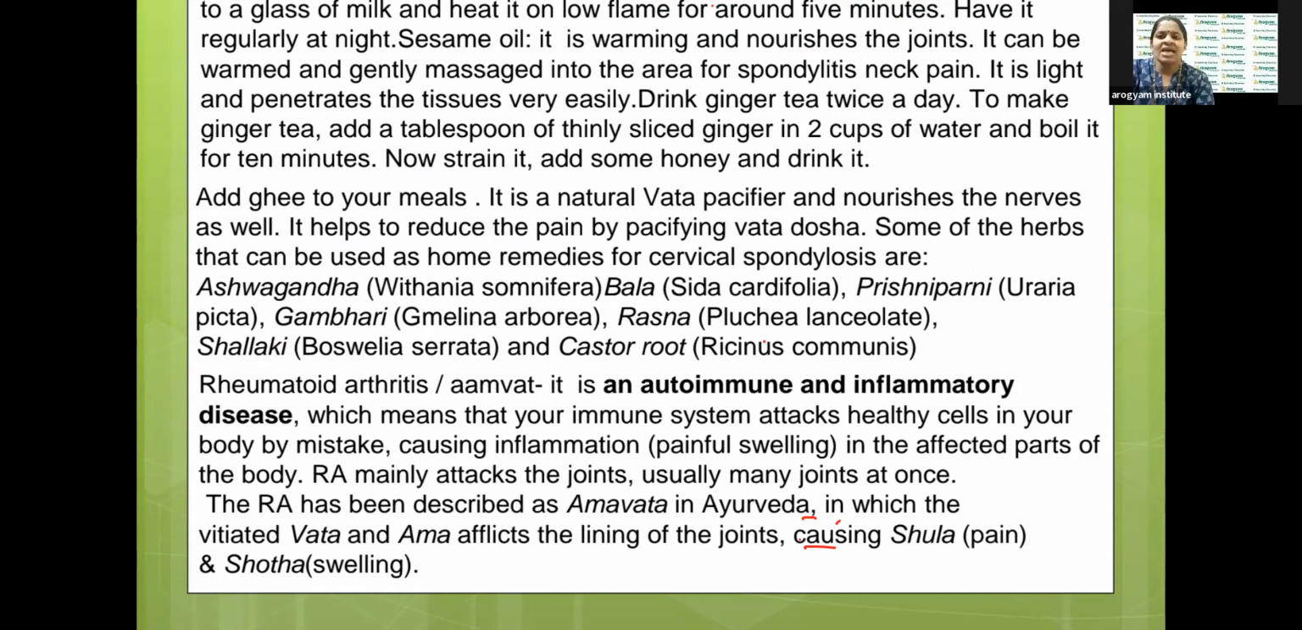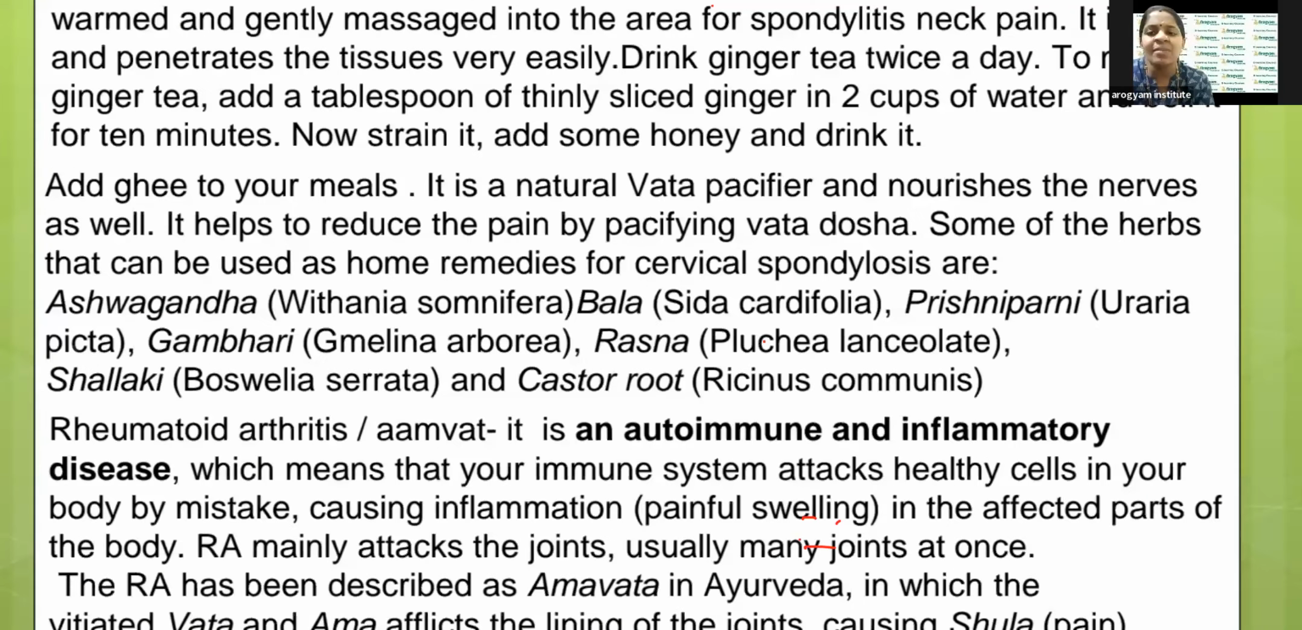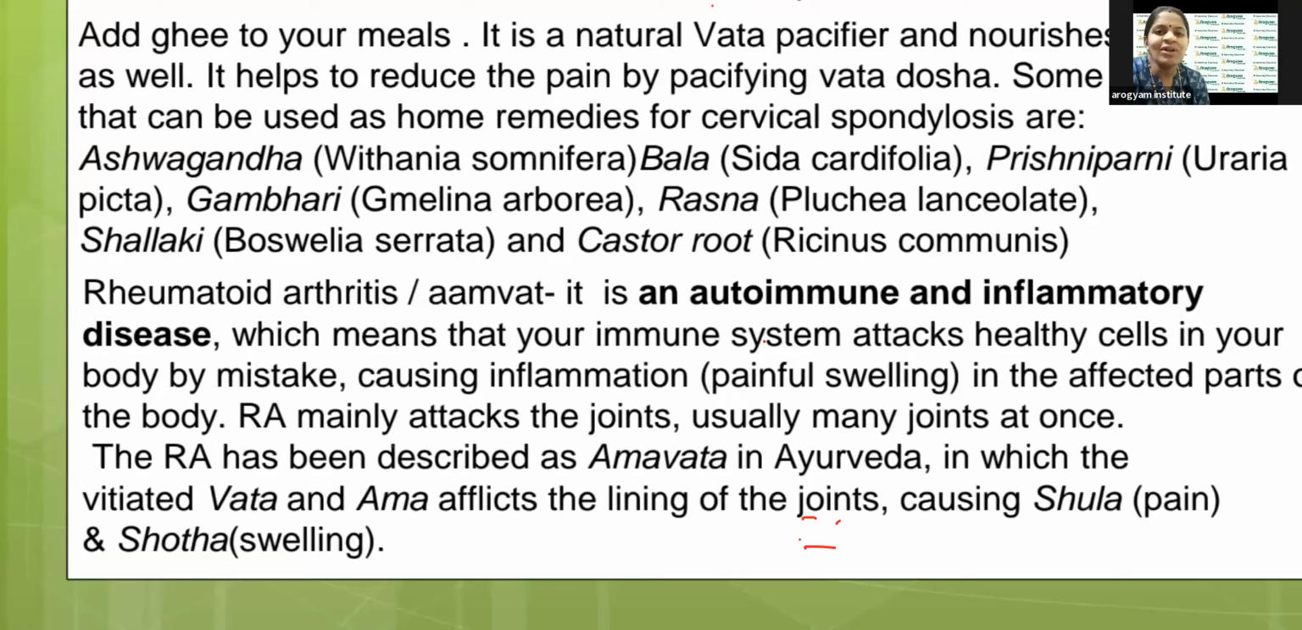Then rheumatoid arthritis is Amavat. It is an autoimmune and inflammatory disease. So autoimmune, you all know what it means, which means that your immune system attacks healthy cells in your body by mistake, causing inflammation or painful swelling in affected parts of the body. RA mainly attacks the joints, usually many joints at once. So that is a typical feature of RA. RA has been described as Amavata in Ayurveda. You know what is Ama, right?